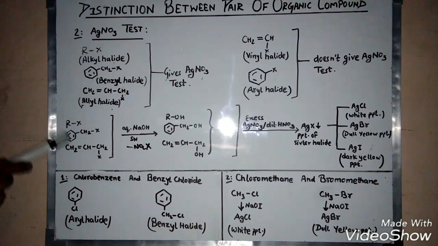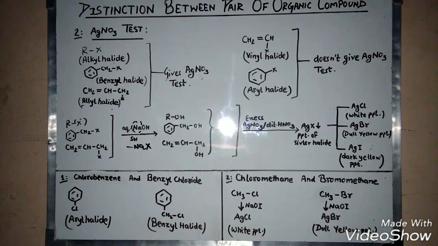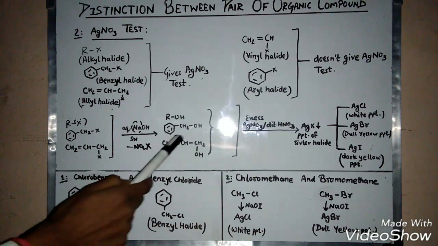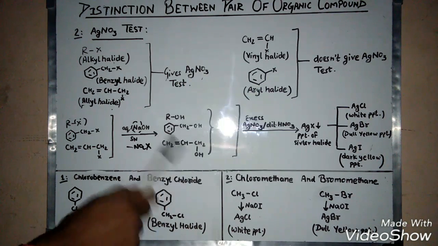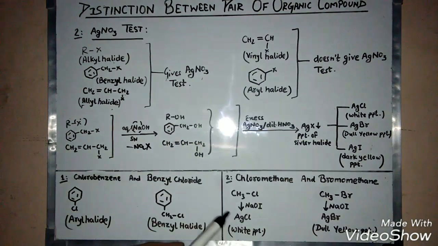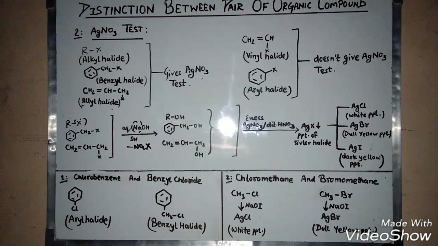So when alkyl halide, benzyl halide and allyl halide react with aqueous NaOH, then the reaction proceeds through nucleophilic substitution reaction, and Na and X form the side product NaX, and these are the resultant compounds. When excess of AgNO3 is added in the presence of dilute HNO3, then precipitate of AgX is formed in each case. If X is chlorine, then AgCl will be a white precipitate. If X is bromine, then AgBr will be dull yellow precipitate, and if X is iodine, then AgI is a dark yellow precipitate. So depending on the color of the precipitate, we can distinguish between the pair of organic compounds.